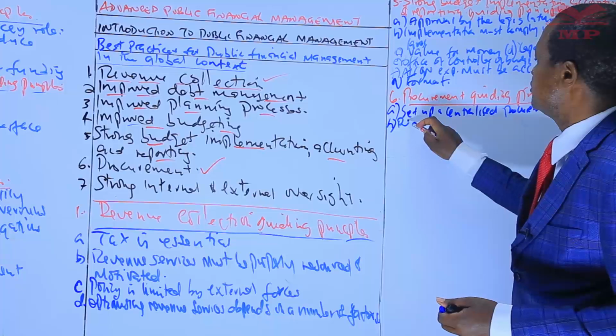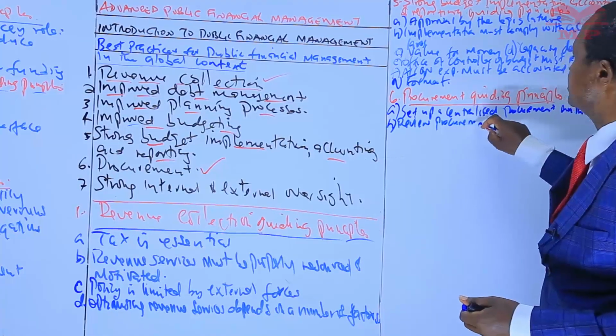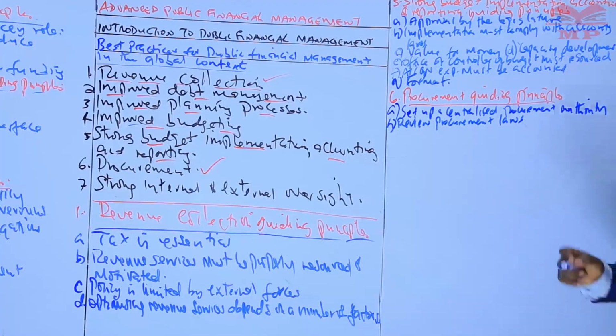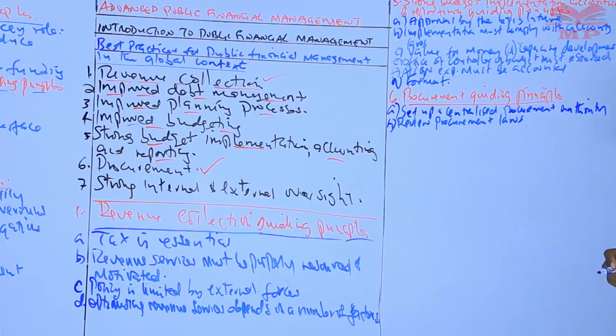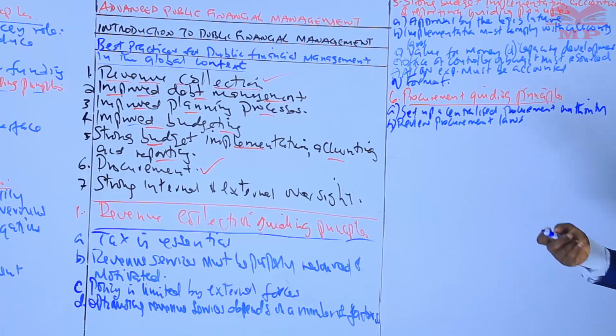B, review procurement laws. Procurement laws should be reviewed to meet the best practice criteria principles.